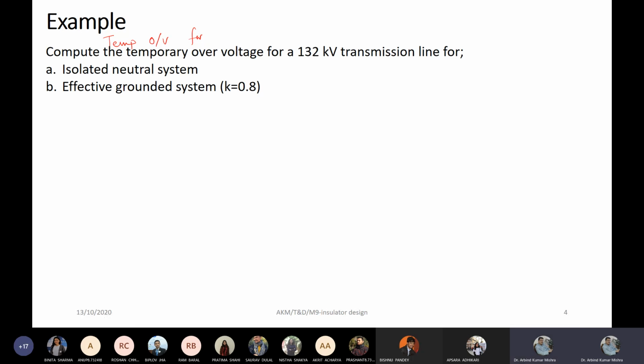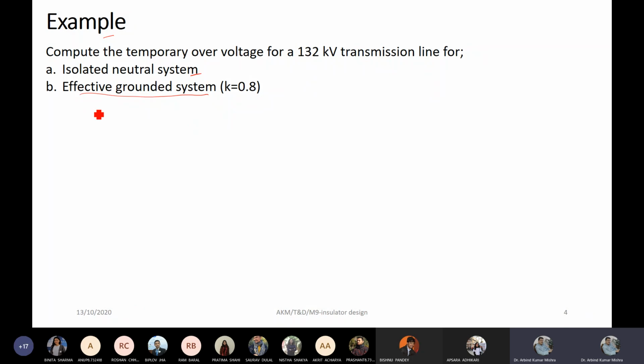The problem is already written. Compute the temporary overvoltage for a 132 kV transmission line for an isolated neutral system and an effectively grounded system. I think it's not difficult now for you to calculate this. Very simple. Let's calculate it together.